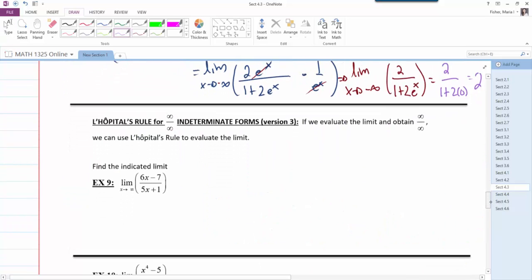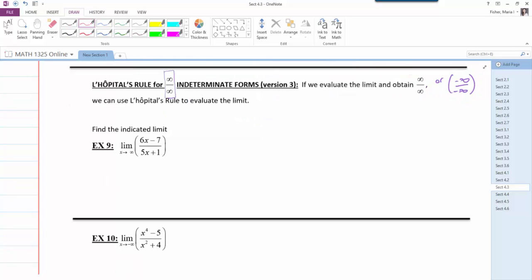Let's look at one more thing that we can get and use L'Hopital's rule for. So we know that we can use L'Hopital's rule anytime we end up with 0 over 0. But now I'm letting you know that other indeterminate forms are infinity over infinity or negative infinity over negative infinity. So whenever you have plus or minus infinity over plus or minus infinity, that's also indeterminate form. And if you end up with that, you can use L'Hopital's rule to evaluate the limit. So let's look at example 9.